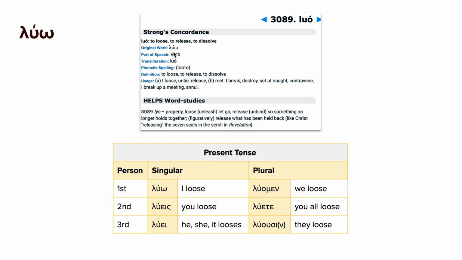Here's what I had before. Luo is very simple. It's just 3 letters. And this last omega is the sign that it's present tense, first person singular. I loose, luo. You loose is lueis. So you just change the ending to indicate second person singular, you loose. He, she, or it looses, it just is luei without the sigma. And then when you get to the plural, you have luomen. Luete is you all loose. So notice there's a different form for singular you and plural you. And then luousin, or luousi, they loose.